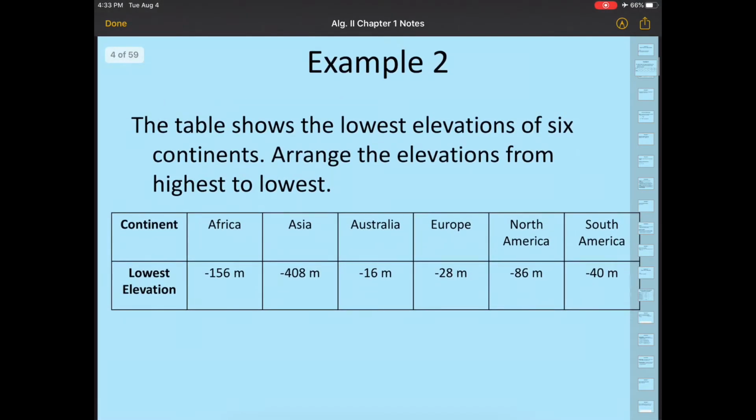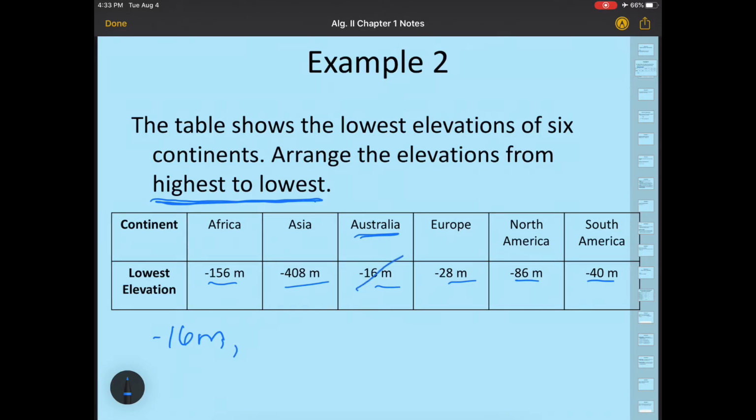In example 2, I have here a table of elevations from 6 different continents. And it wants us to put the elevations in order from highest to lowest. So, well, if I look across here, they're all negative. So if I'm at the highest number, I'm thinking about the number that's closest to 0 first. And if I scan through here, the number that is closest to 0, or the highest, is Australia right now. That's negative 16.